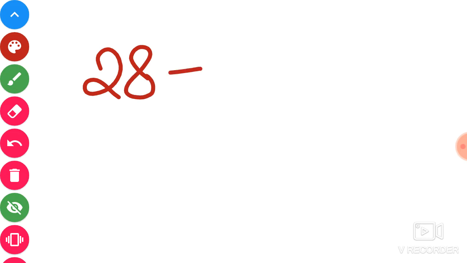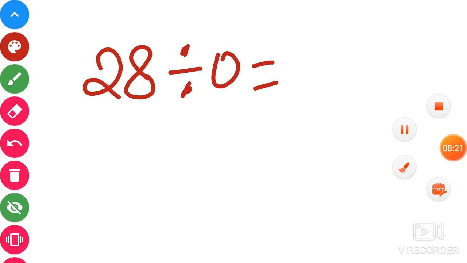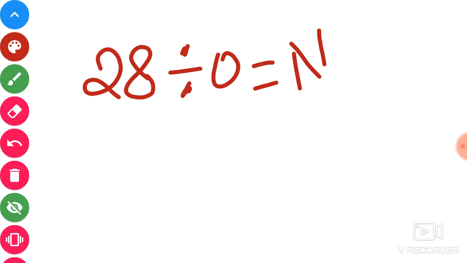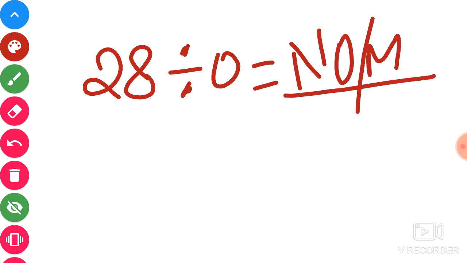Now, what we will get for this question? Tell me, kids. So, we have read this, that whenever we will divide a number with 0, we will get the answer as no meaning. No answer we will get, right?